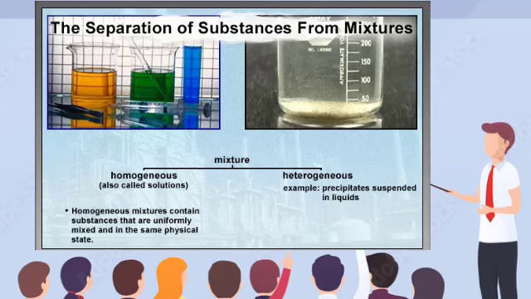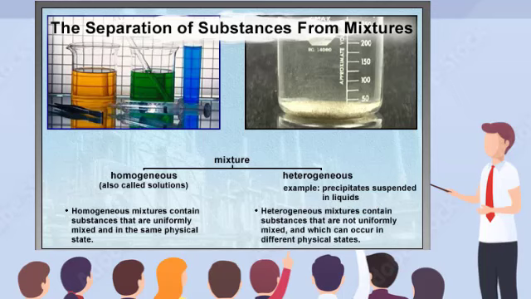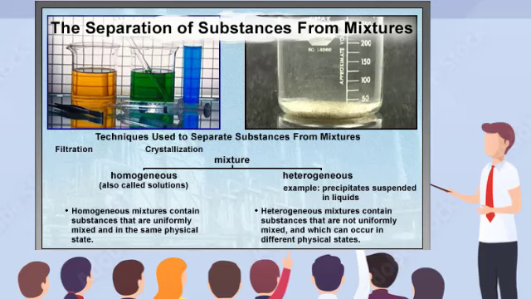In contrast, substances in heterogeneous mixtures are not uniformly mixed, and they can occur in different physical states. A precipitate suspended in liquid, or a tossed green salad, are just 2 examples of heterogeneous mixtures. This program discusses 4 techniques used to separate substances from mixtures: filtration, crystallization, distillation, and chromatography.